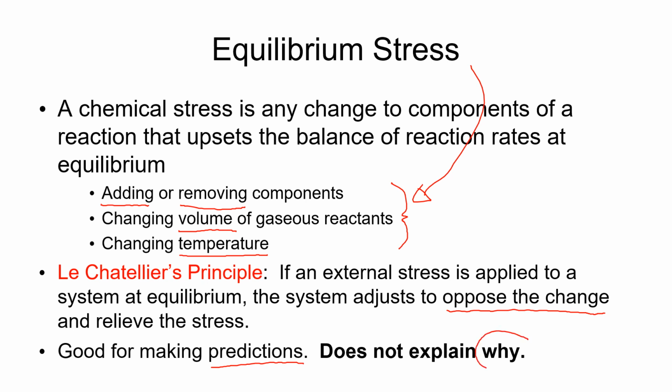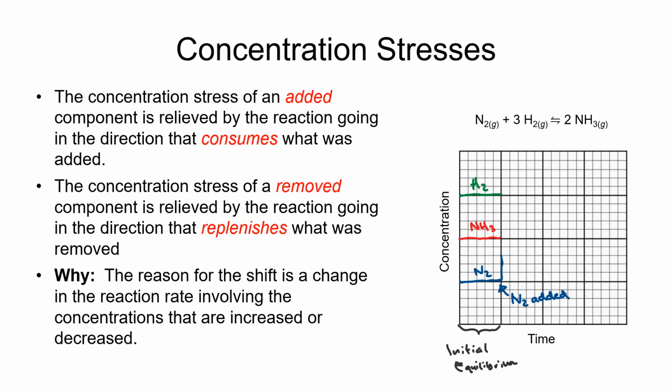But we're also going to go into why it happens. And the why isn't that the reaction feels like going one way or another. Of course, there's got to be some physical characteristics that are causing it to shift left or right, and we're going to look at what those will be. Okay, so the first one we're going to look at is a change in concentration. So this type of stress is where you're either adding something or removing something. And to follow Le Chatelier's Principle, the equilibrium will shift in the direction that opposes the change, right? So if we added something, it's going to go in the direction that uses up whatever was added. And if you remove something, it's going to go in the direction that replenishes what was taken away.